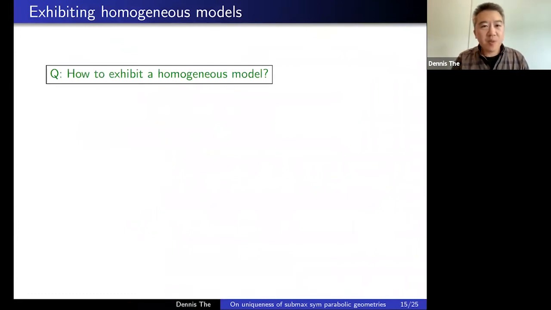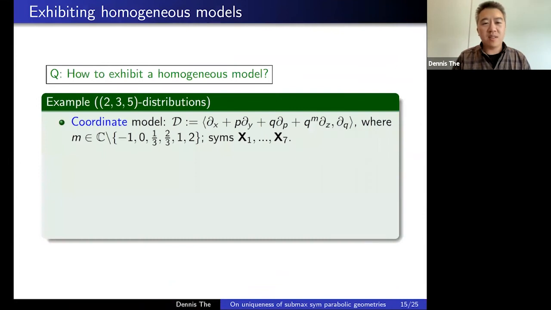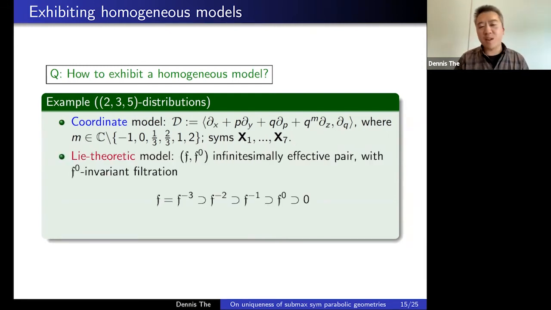Before I get to some of the specific details, let me just emphasize some points, and I'll come back to this also in the discussion. How do we exhibit a homogeneous model? Many of you like exhibiting it in terms of coordinate models. Here for 2, 3, 5, these are submaximally symmetric models, and it's nice and concrete. I could shove it into Maple, find its symmetries, get it in terms of some generators, vector fields. You can think about it more abstractly in terms of a Lie theoretic model.